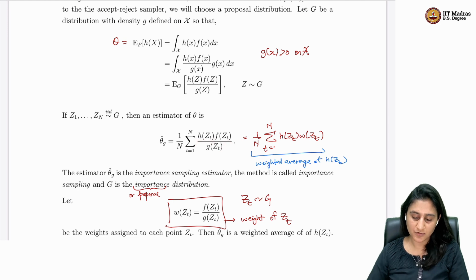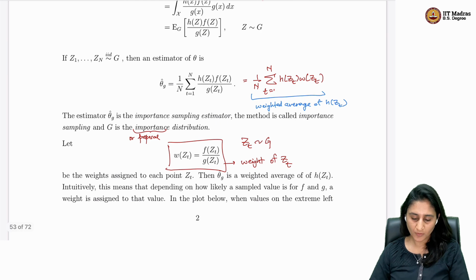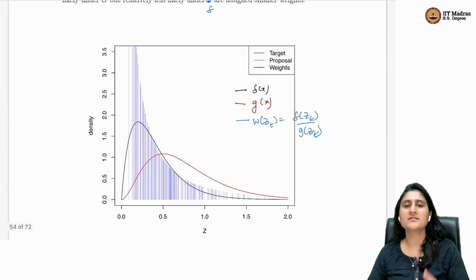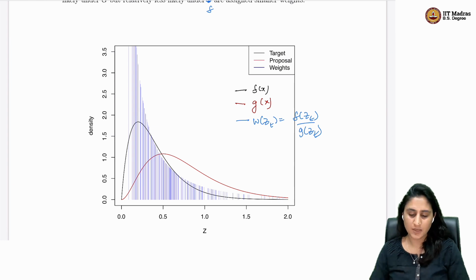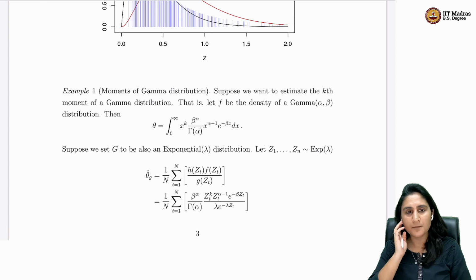If I call w to be f by g, then I can use this w to say that theta hat g, my importance sampling estimator, is nothing but the sample mean of h of Z times w of Z. This is my importance sampling estimator, and we discussed that it's nothing but a weighted average. Now let's do a simple example.